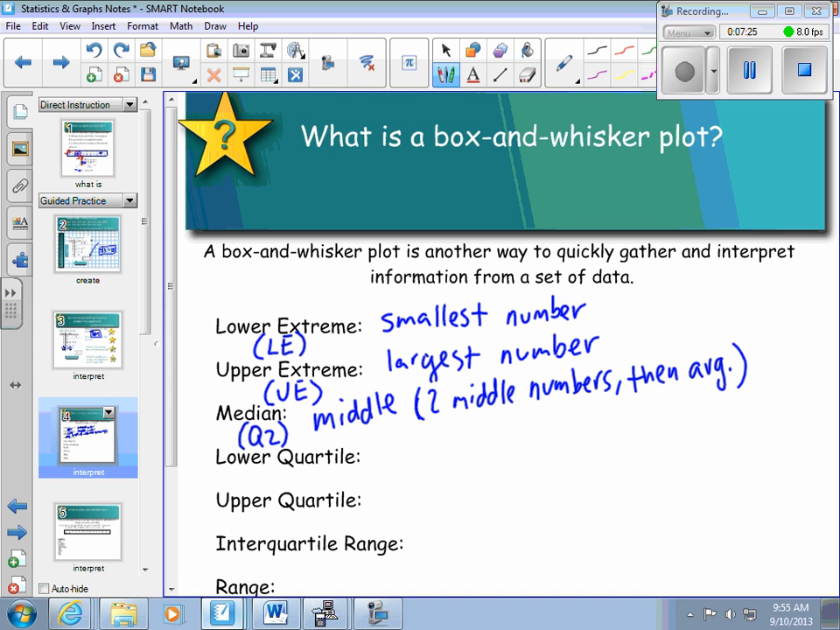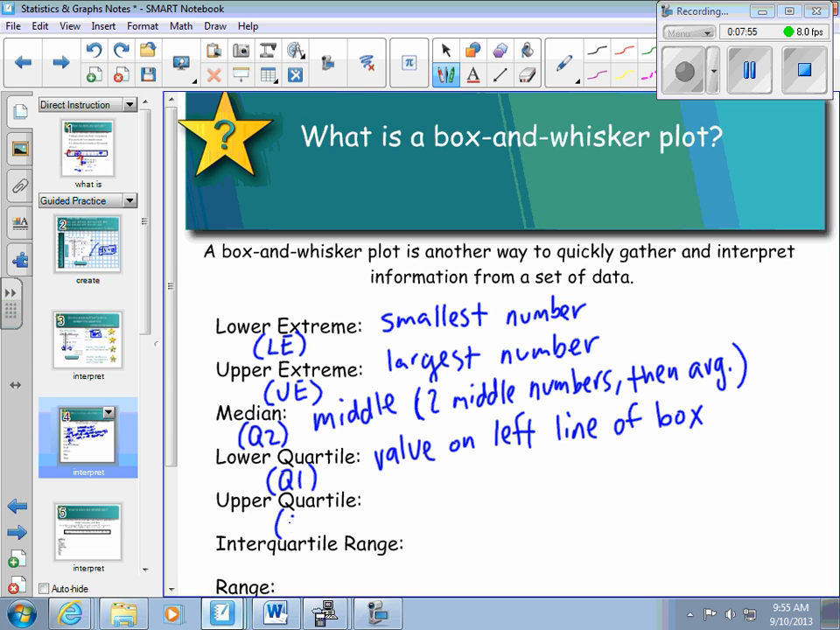Lower quartile, and another word for lower quartile is Q1. Well, the lower quartile, when we graph these out later, is basically the middle of the middle, and it ends up being the value on the left line of the box for our box and whisker.